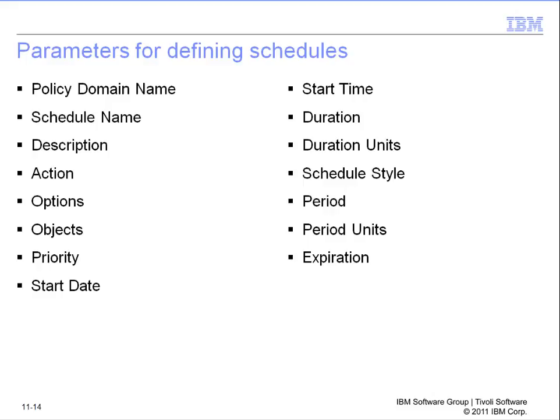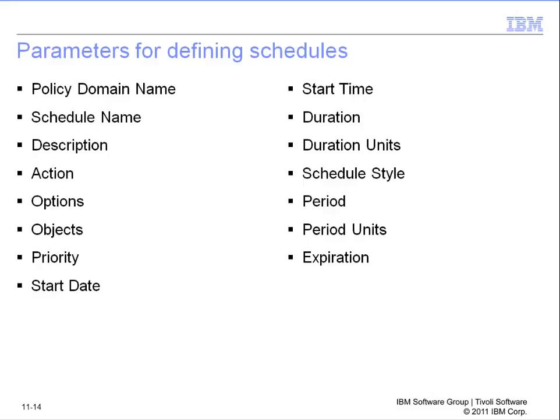Those are the required parameters for defining a schedule. Type equals client specifies that the schedule is for a client schedule, not an administrative schedule. You can add a description. You'd add an action, such as incremental. Now, by default, when you define a schedule, TSM is going to do a client schedule for an incremental backup unless you specify a different action and a different type.